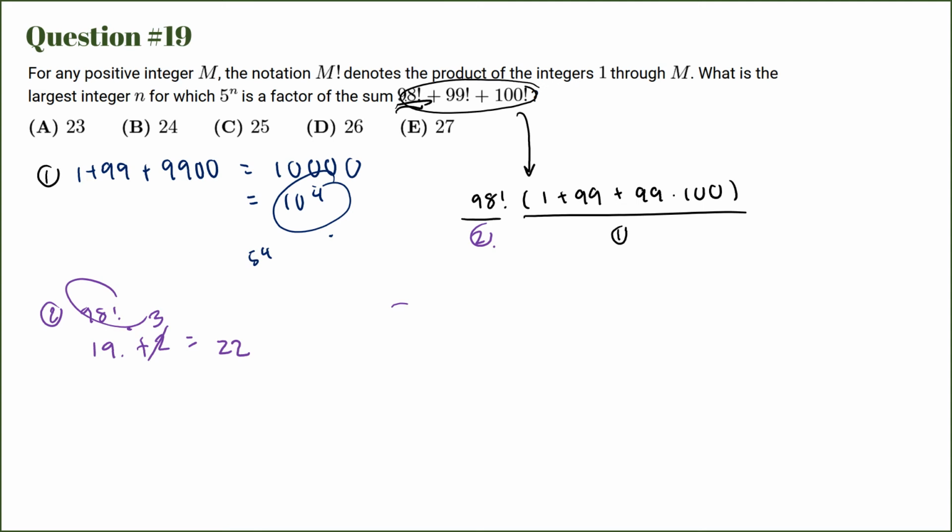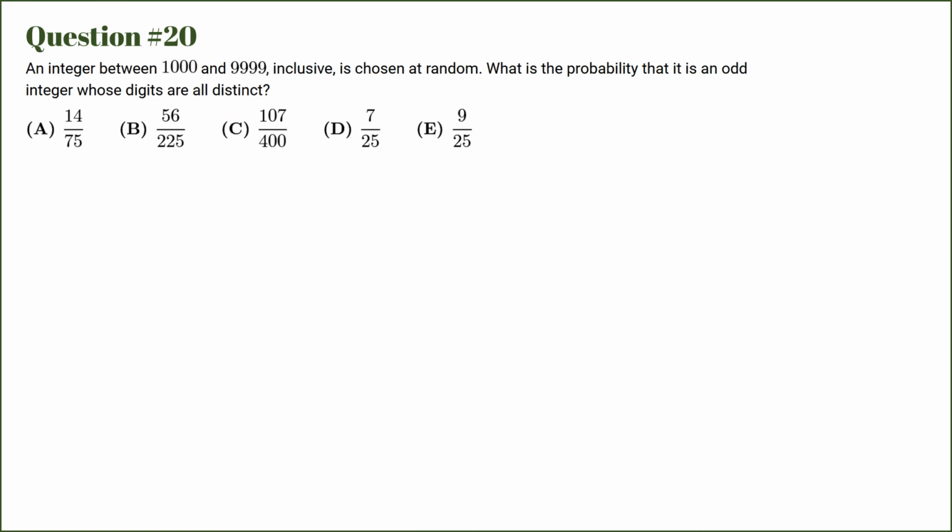So the largest integer n for which 5 to the power of n is a factor of this sum would be 22 plus 4. That equals 26. So the answer is D.